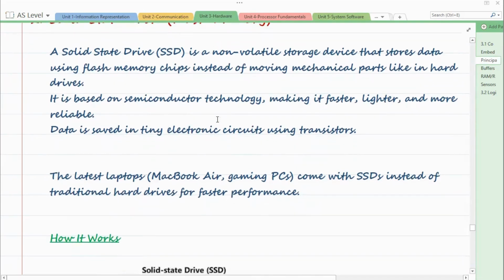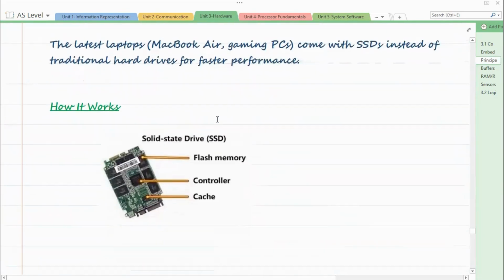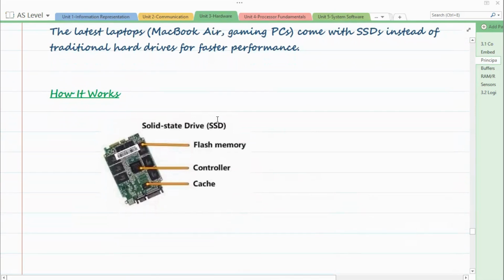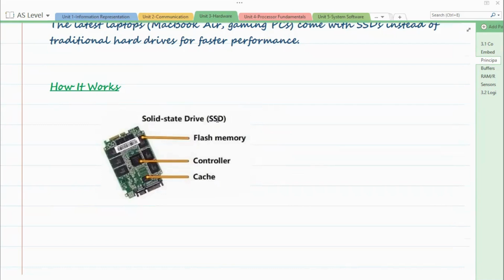Now, let's have a look at how an SSD looks. It's all electronic basically, no motors, no spinning disks. Instead, data is stored in tiny memory cells. Now let's have a look at the principal operations of SSD.